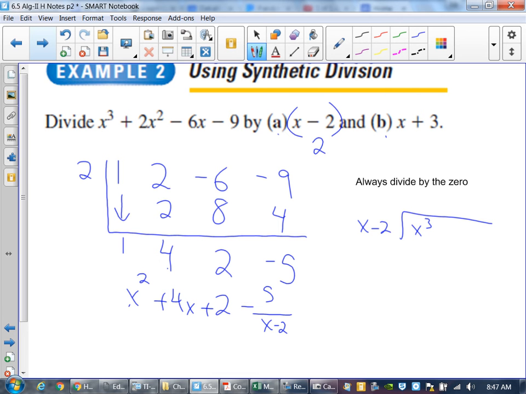And there's going to be a reason why we're able to do that, because we're going to use synthetic division for factoring because it's really, really easy.